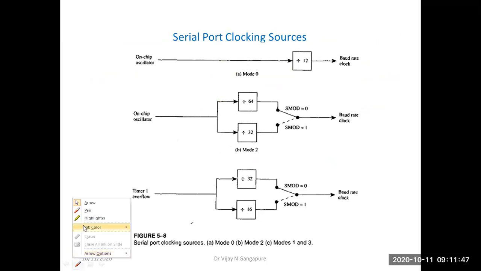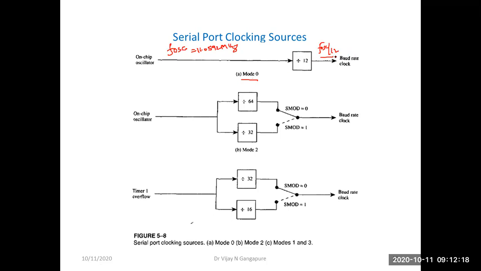So this is just a diagrammatic representation of how the baud rate is generated. In mode 0, that means 8-bit shift register mode, whatever the F oscillator frequency is, that is the crystal connected to the 8051, normally 11.0592 megahertz if we want a standard baud rate, this is further divided by 12. That is F oscillator divided by 12. So this is the baud rate in case of mode 0, that is fixed, with which data will be shifted on the TXD pin or data will be received on the RXD pin of the 8051.